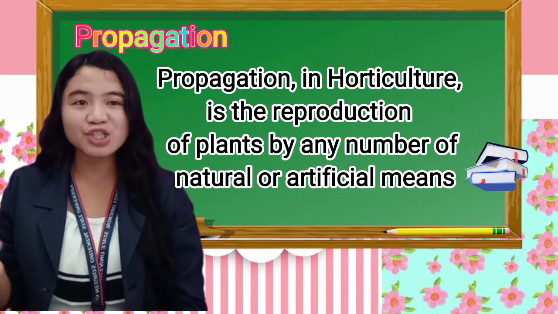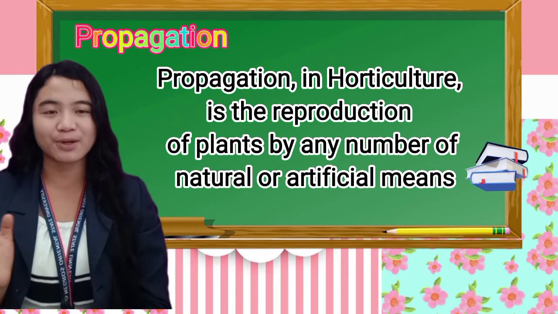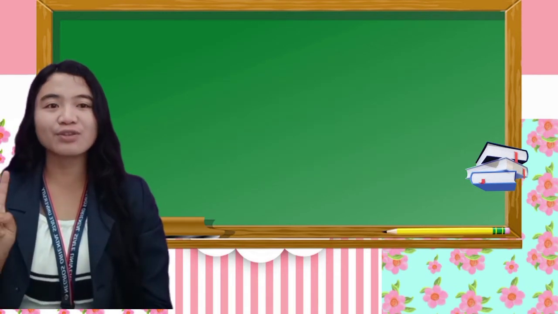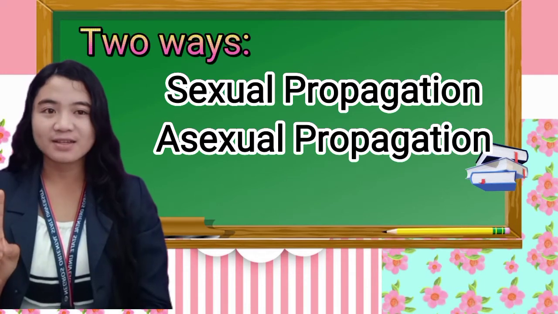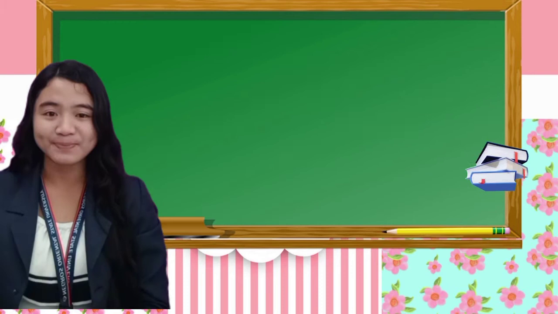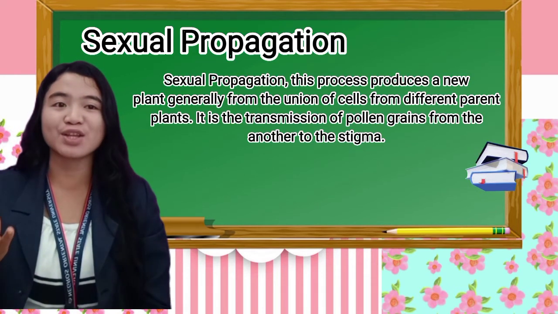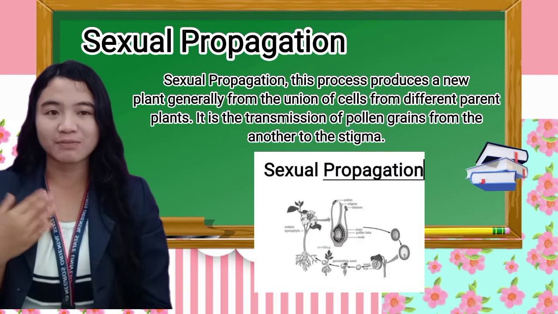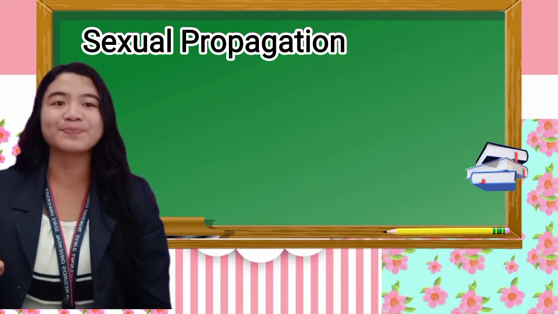Propagation in horticulture is the reproduction of plants by any number of natural or artificial means. There are two ways by which plants are propagated: sexual propagation and asexual propagation. Sexual propagation is a process that produces a new plant generally from the union of cells from different parent plants. I will show them pictures also.